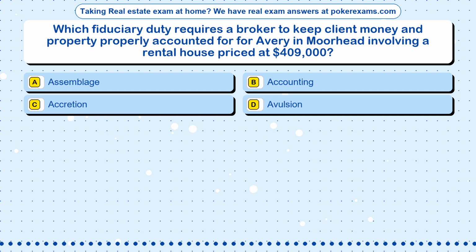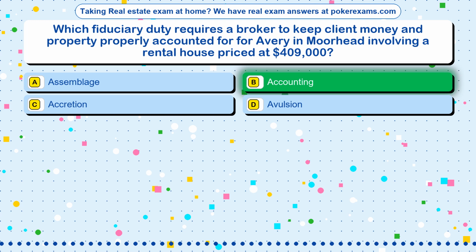Question 94. Which fiduciary duty requires a broker to keep client money and property properly accounted for Avery in Moorhead involving a rental house priced at $409,000? Option A. Assemblage. Option B. Accounting. Option C. Accretion. Option D. Avulsion.